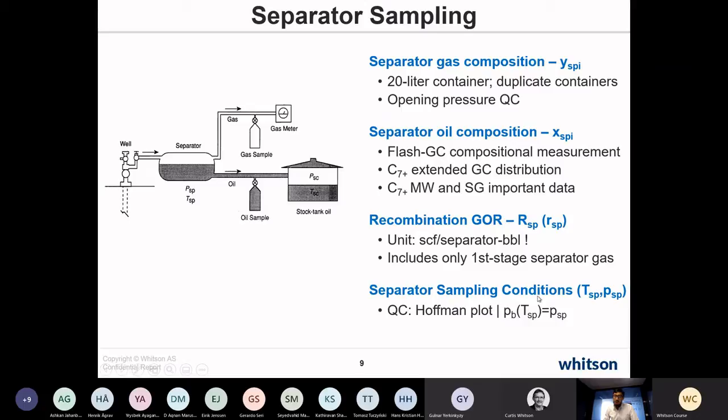We also need to know the separator sampling conditions, the separator temperature and pressure. These are important to do this QC, the Hoffman plot, which tells us whether the samples are in equilibrium or not. It's an indication of that. Also, the bubble point of the separator oil at the separator temperature has to be very similar to the separator pressure, because if the oil and gas phases are in equilibrium, then the separator pressure has to be the same as the bubble point of the oil, and it should be the same as the dew point of the gas.